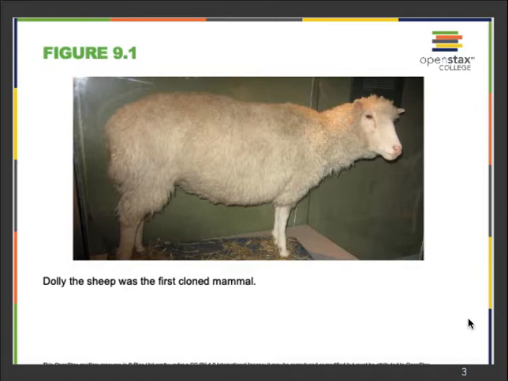So here's a picture of Dolly, which was the first cloned mammal, and she had some interesting problems that we'll talk about later, because you think a clone is an exact copy, but there were some things that came up.